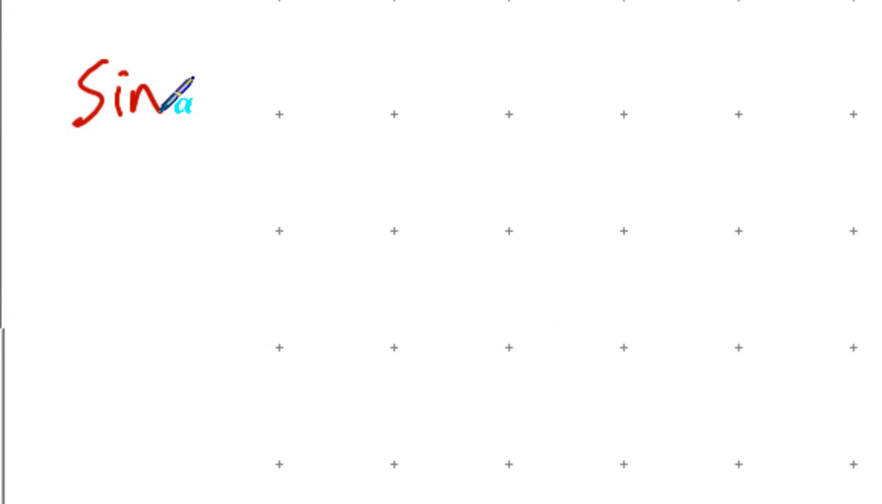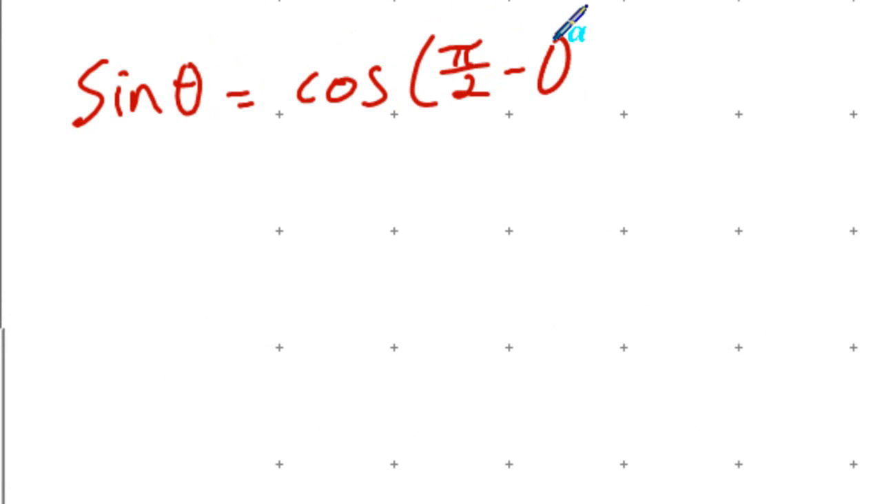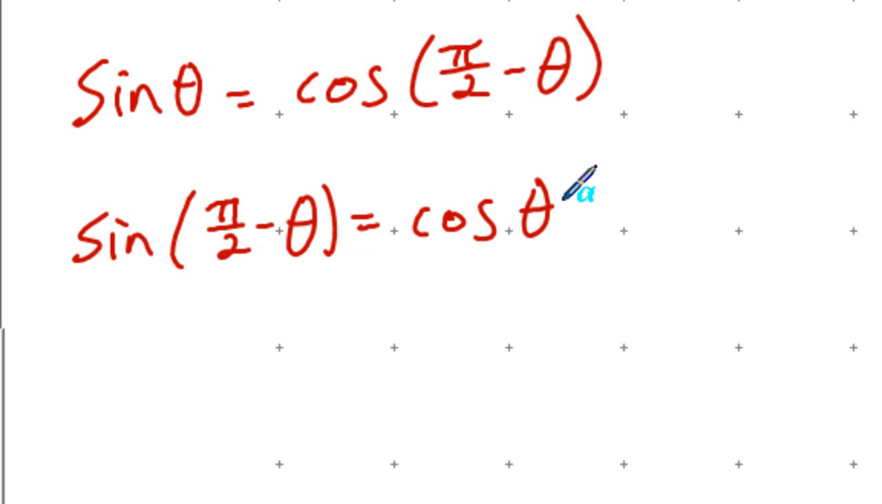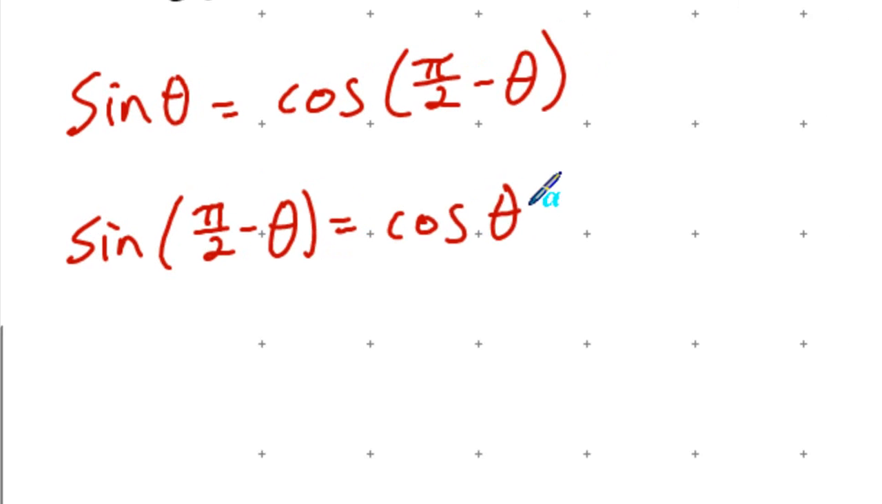We can say that the sine of an angle is equivalent to the cosine of half pi minus that same angle. Again, this is something we learned in previous sections. We can also say that sine of half pi minus an angle is equivalent to cosine of an angle. And this identity is going to help us to rework.